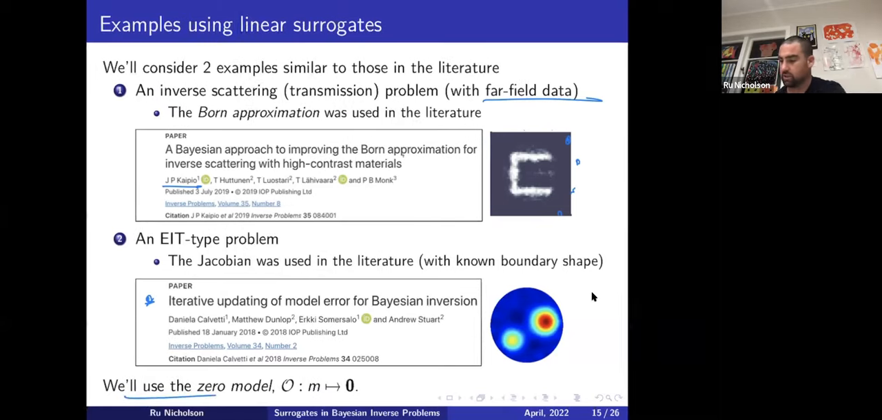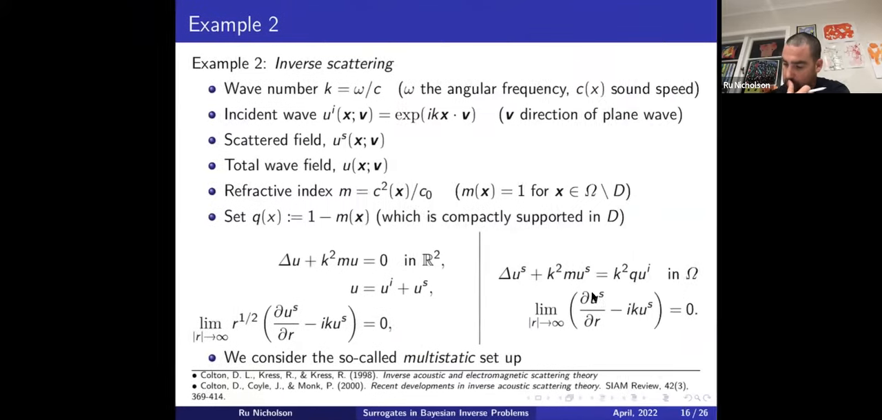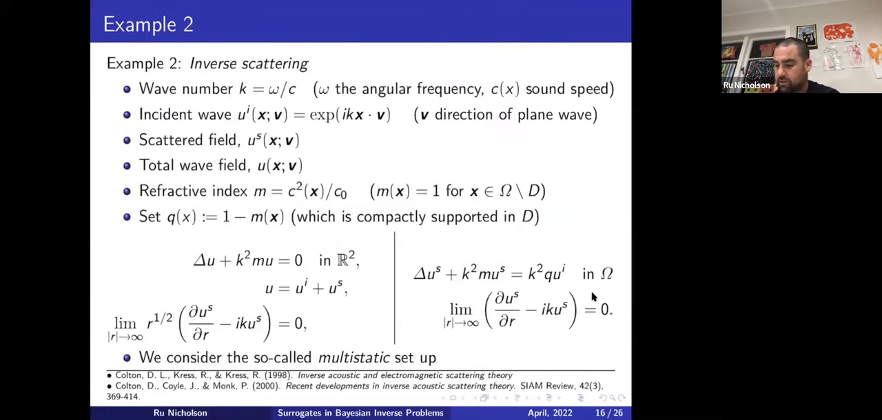So first up is the scattering case. A very standard problem, a classical inverse problem. We're going to assume that there's an incident wave coming in. And of course, the total wave can be represented as the sum of these two fields, the scattered field and the incident field.